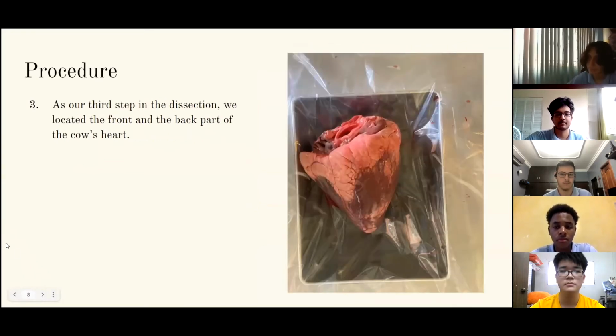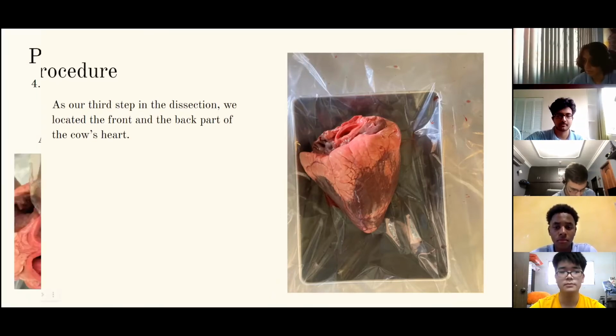As our third step in the dissection, we located the front and back part of the cow heart. We located the front part of the heart by placing it upright and looking for the side of the heart that has a bump, which indicates that it is the front part. The other side of the heart, which is flat, means it is the back part.